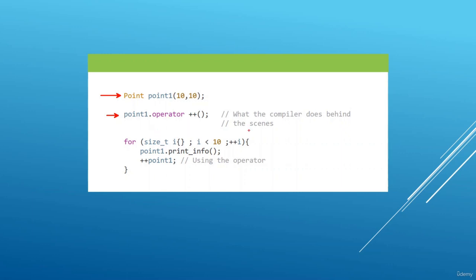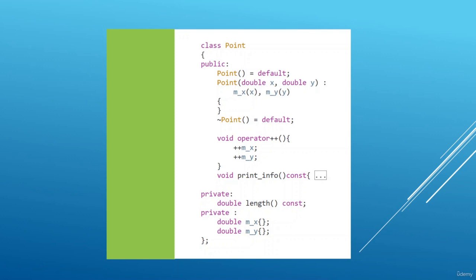What we have to get is to increment each coordinate. For example, if we do plus plus, we want to get point to be 11, 11. If we do plus plus again, we want it to be 12, 12, and something like that. So we want this operator. This is how you can do the plus plus operator.